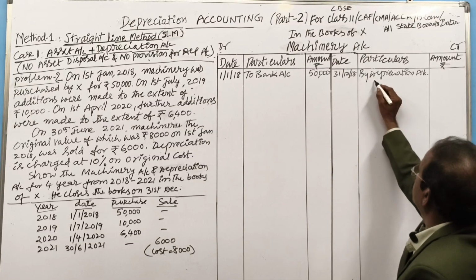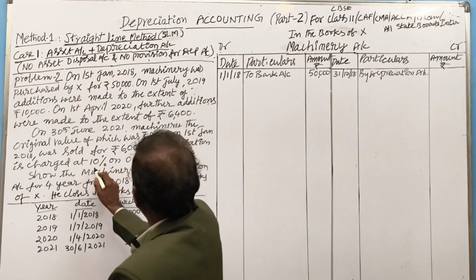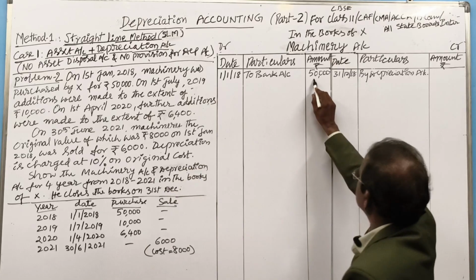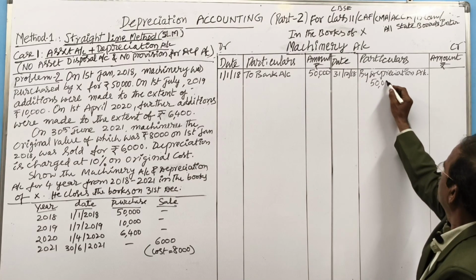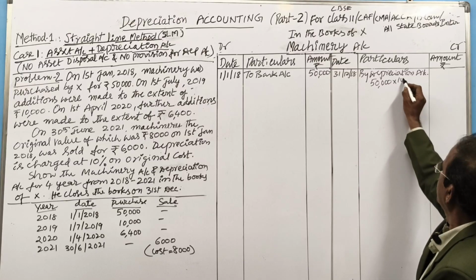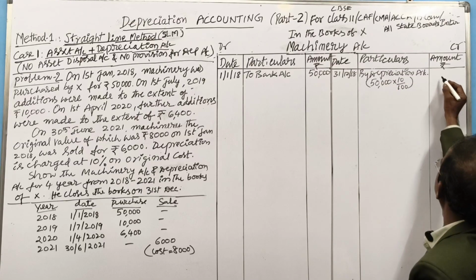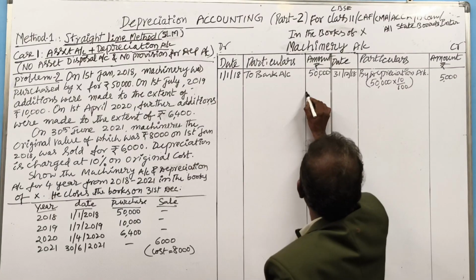How much is the depreciation? 10%. 10% on original cost. What is the original cost here? 50,000. So 50,000 into 10/100 is 5,000. Now you have to take the balance.